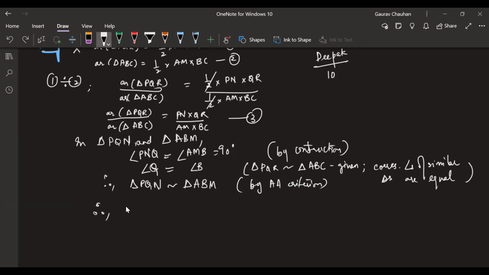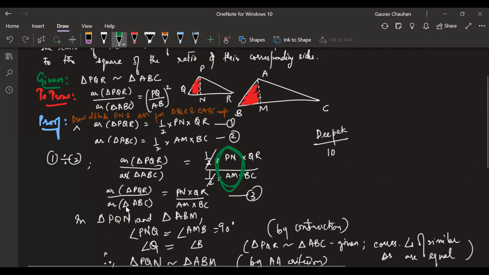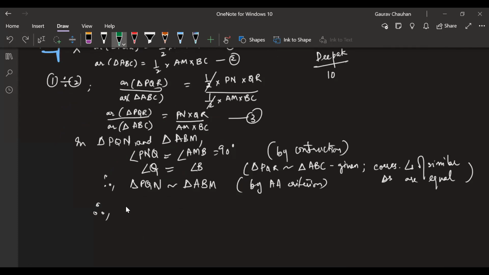Therefore, PQ by... Let's focus on this, Deepak. Why did I do this similarity? Why did I do this? Because I want to change this one so that I can use it in this place. I can make it PQ by AB. Okay, this is my question. You remember, Deepak? That's why we did this. So what do I need to write here right now? Which ratio do I need?